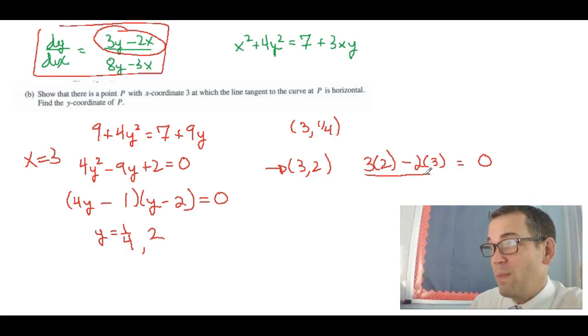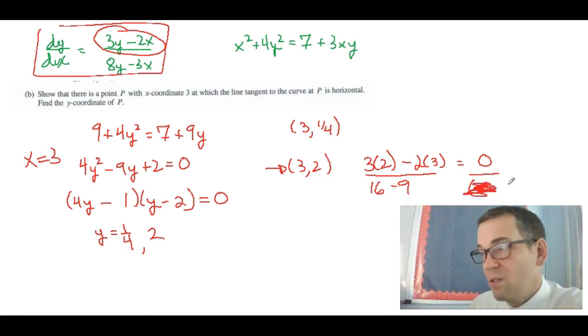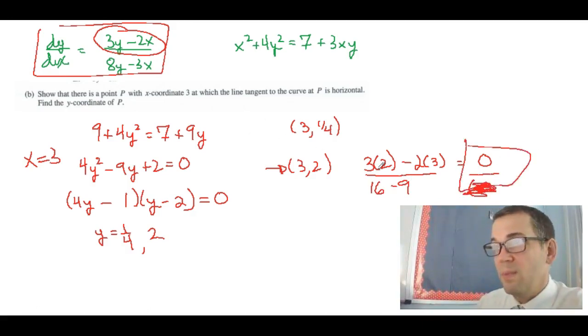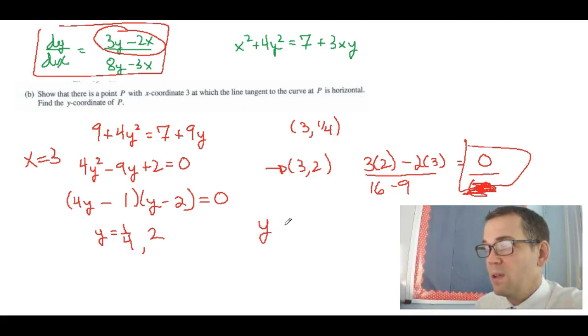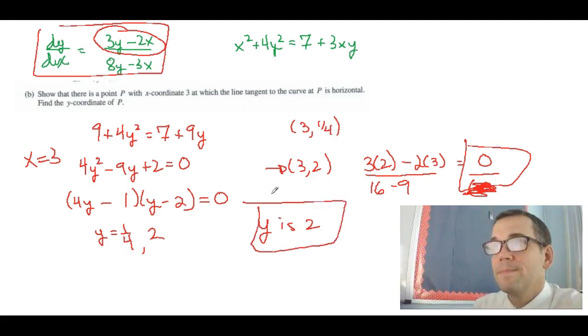So I don't really care what the bottom is. I mean, I guess the bottom is going to be 16 minus 3 times 3, 9, but who cares? It's 0 over whatever, some non-zero number. The slope is 0. That means the tangent line is horizontal. So I did it, and the y-coordinate of P is 2. Yeah, that's all there is to that.